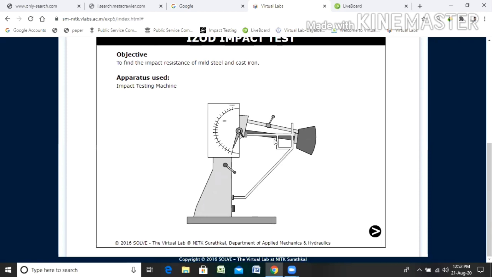So as soon as we disengage this lever, this hammer will be released, and we will be fitting our specimen over here. So let's start today's experiment.